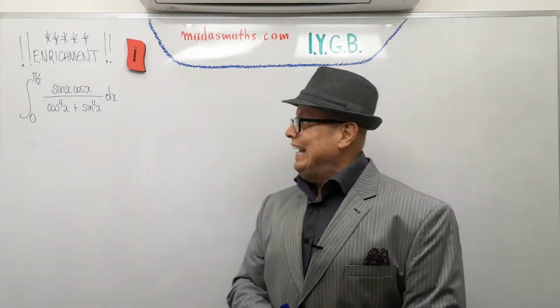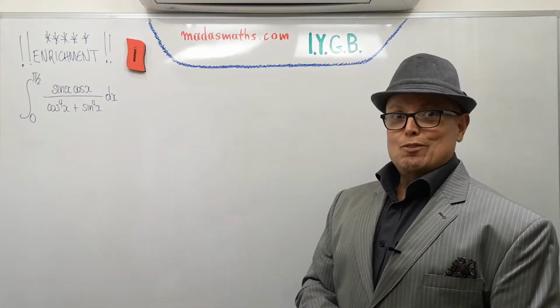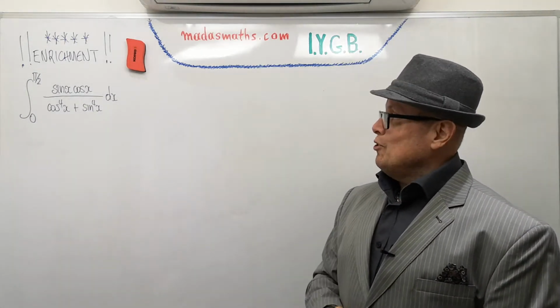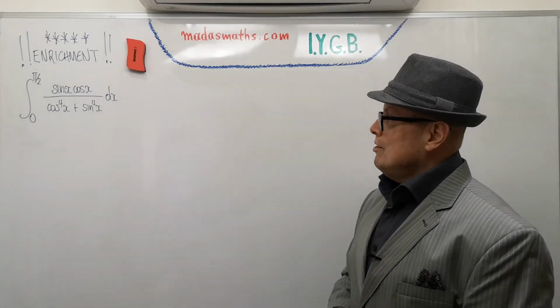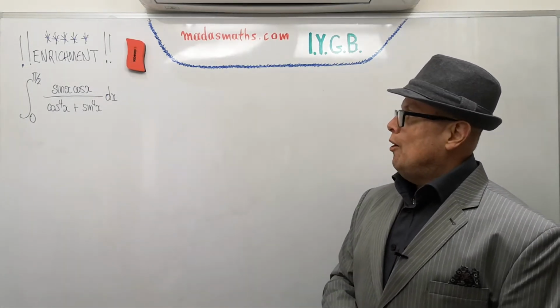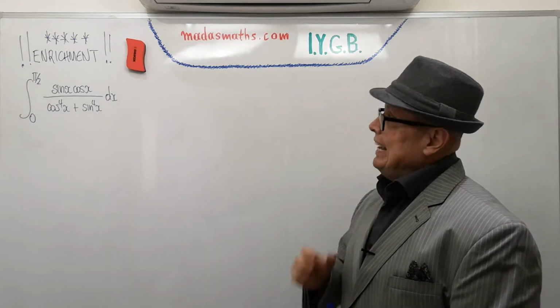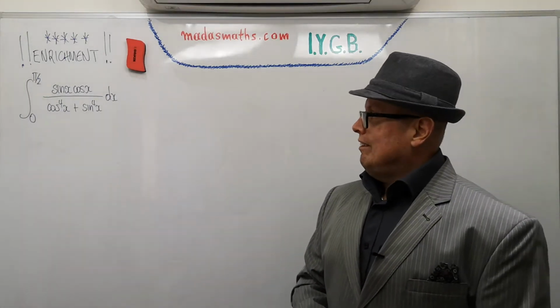Integration and enrichment. Definite integral: the integral from 0 to pi over 2 of sine of x times cos of x, the whole thing over cos to the 4 plus sine to the 4 of x, dx. Where do we start with this?